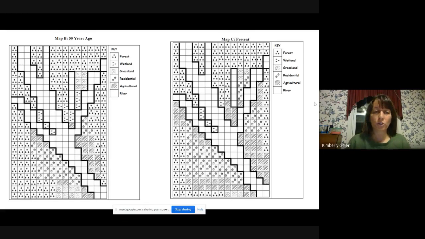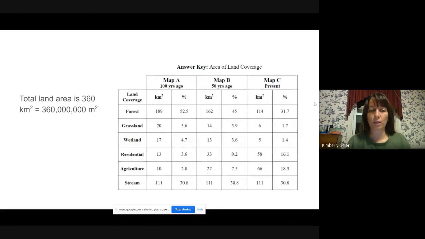According to the directions for this activity, it says to determine the land area of each of the maps, and then determine how much area is occupied by each type of land. I'm just going to skip straight to the answers. If you counted, the total land area is 360 kilometers squared because each square is a kilometer squared. If we convert that to meters squared, that's 360 million meters squared. And you can see the different kinds of land coverage on each map.